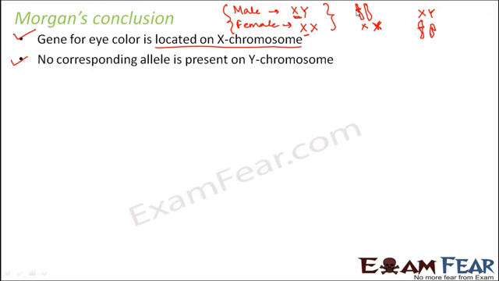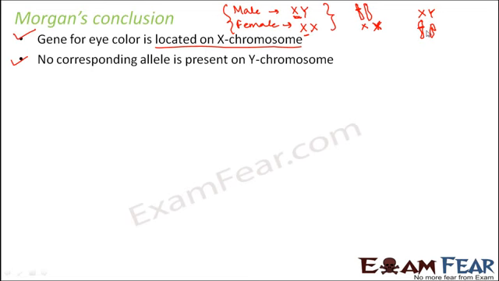In case of males, in their sex chromosomes, whatever gene is present on the X chromosome, not necessarily the same is present on the Y chromosome. And the gene for eye color in case of Drosophila was one such example. So this gene was present on the X chromosome, but the corresponding gene was missing on the Y chromosome. So the Y chromosome did not have the gene for eye color. So that was different here.